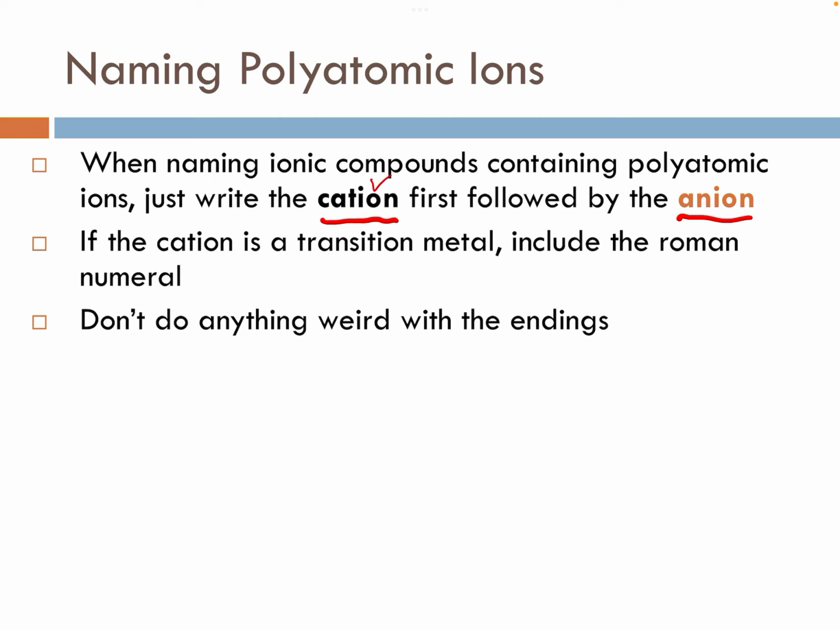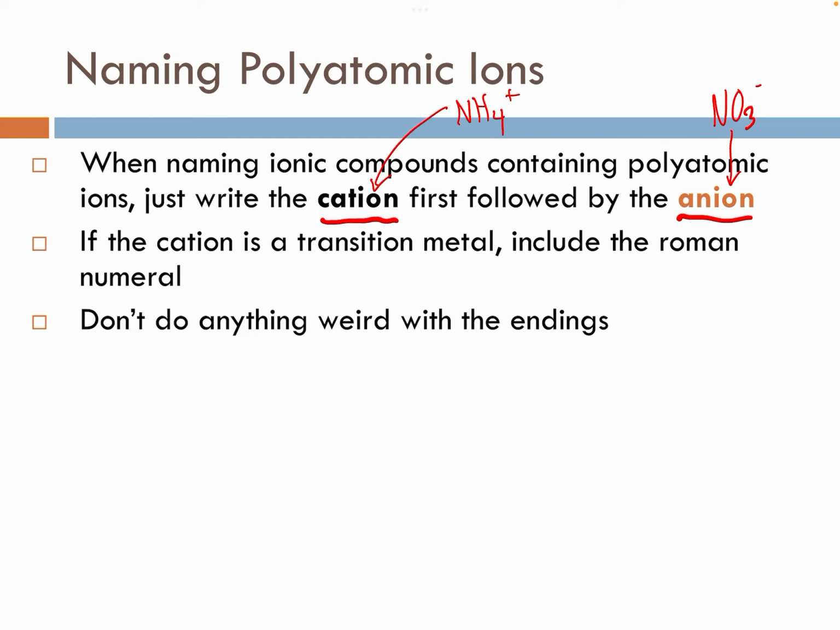That cation might be ammonium, NH4 with a positive 1 charge, right? So that's the only polyatomic ion we have that's positive. Usually, the cation is just a regular old metal, and the anion is usually the polyatomic ion, maybe something like nitrate, NO3 minus, right? If that cation is a transition metal, you use the Roman numeral, just like you normally would.